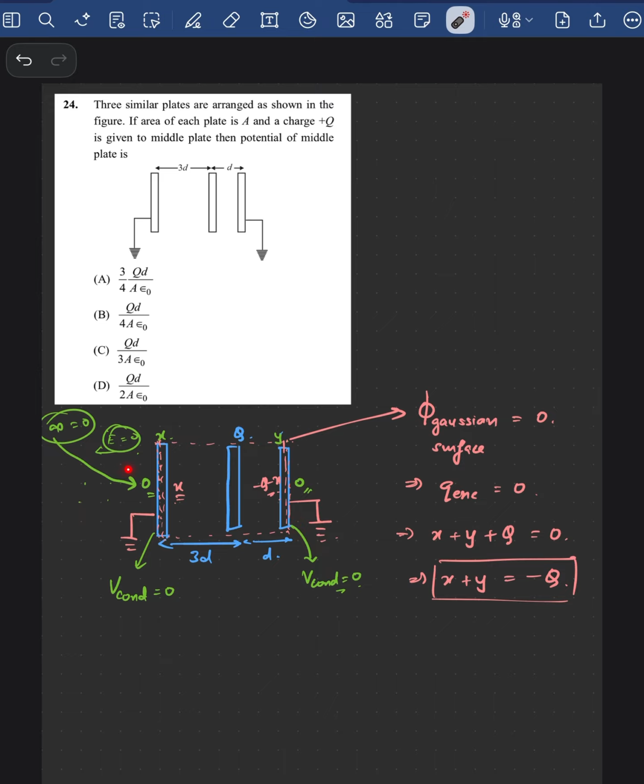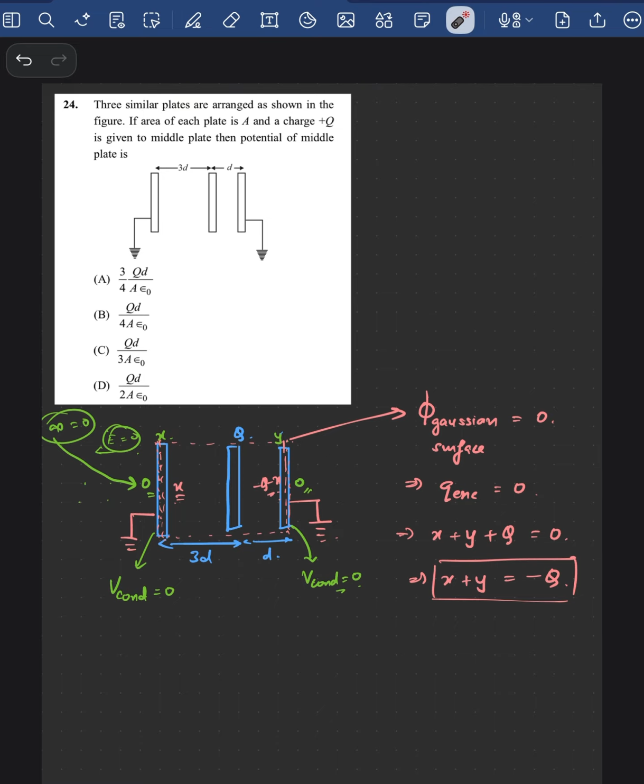Because the field in the outside region has to be 0, your charge on the outer surfaces has to be 0 over here. So this is a very important idea. When your outermost plate is grounded, that means the potential of the outermost plate has to be equal to 0. And potential of the outermost plate can only be 0 if the field in the outside region is 0. The field in the outside region is created by the outermost surfaces. So that means the charge on the outermost surface has to be equal to 0, right?